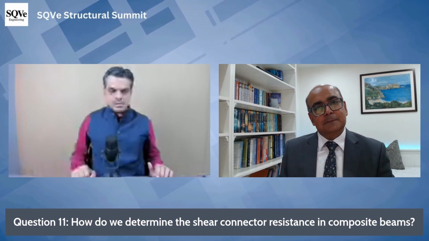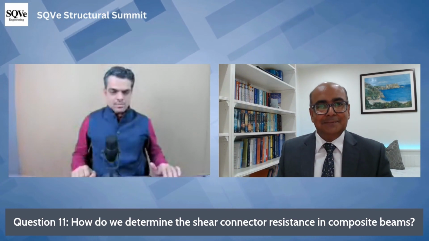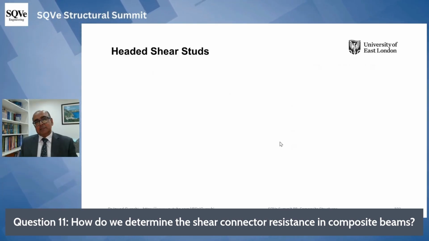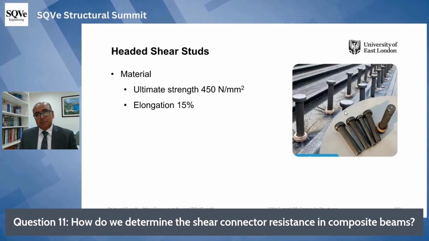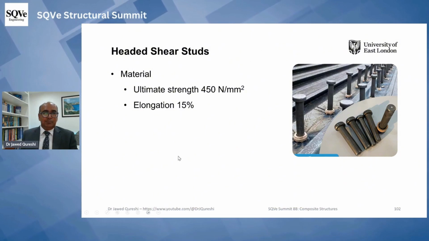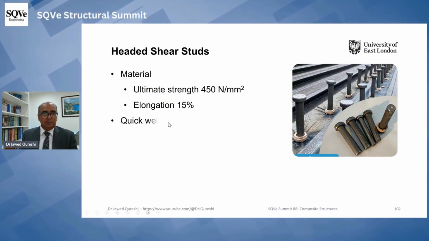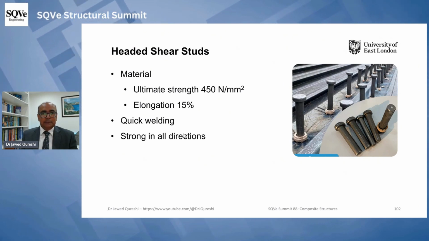Yes, how do we determine shear connection? So we ensure shear connection in beams by using these shear studs, and headed shear studs are the most common one. And these are typical properties of these studs: 450 Newton per millimeter square, elongation is 15%. They are very quick to weld and they are strong in all directions.